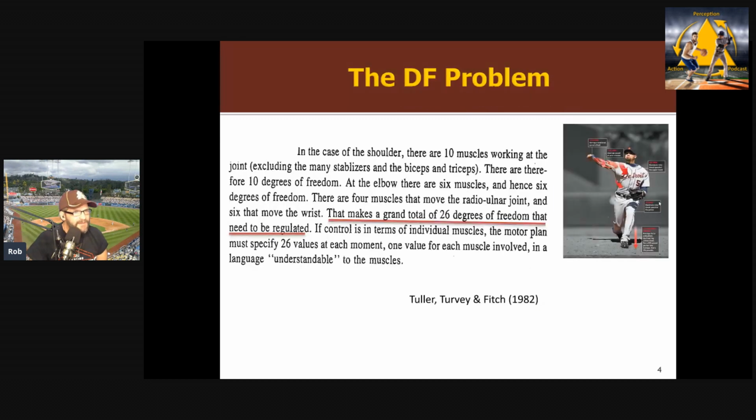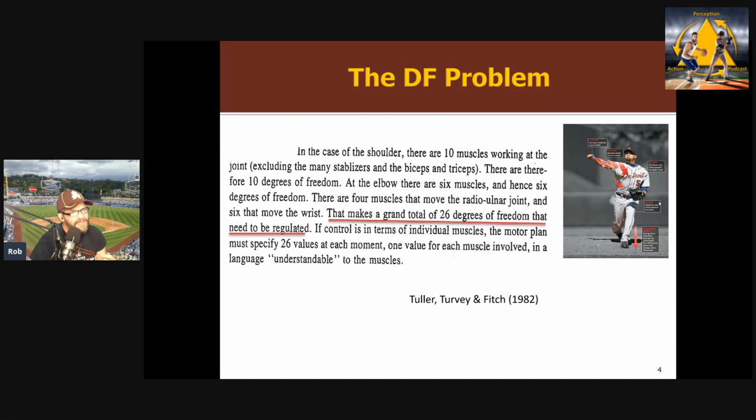And the task that I'm going to focus on today in my examples is throwing, right? And the problem was nicely specified in detail in a chapter by Turvey and colleagues, where they explained that if you just focus on the task of throwing and you look at the muscles and joints involved in the arm, there's actually 26 different values you could set, right? 26 different things and all the possible combinations of those, to move your arm to throw a ball.